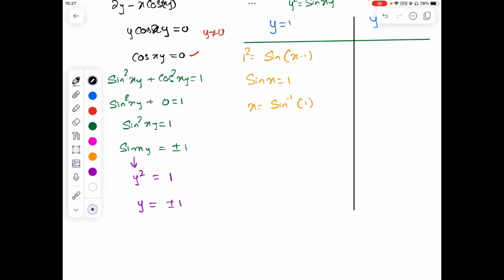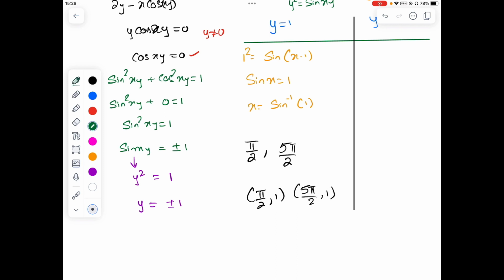Sine is positive in the first quadrant and the second quadrant, so we get positive values. Sine inverse of 1 is pi by 2, and adding 2 pi again gives 5 pi by 2. So these are the two points where y is positive: pi by 2 comma 1 and 5 pi by 2 comma 1.